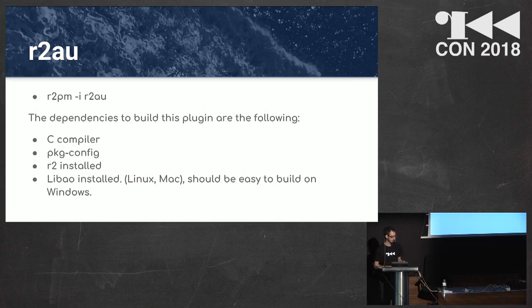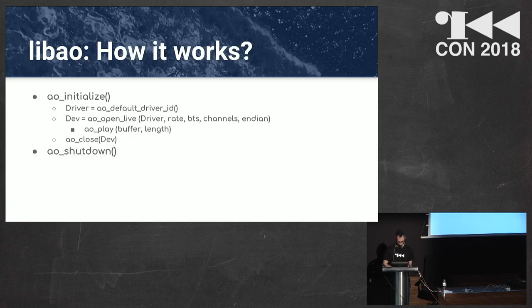Anyway, the thing is that when we create the architecture, I created r2ao, which is this plugin, and the only dependency is libao, which is a library that runs on Linux, Mac, and Windows. But I was focusing on Linux and Mac. The way libao works is that you have to call ao_initialize, then you call ao_default_driver_id, and then you open the device specifying the options that I showed before, so the rate, bits, channels, and endian. And then we use ao_play with the buffer and length as arguments. So that's pretty easy. At the end, we have to call ao_close to close the device, and finally ao_shutdown to shut down the library.